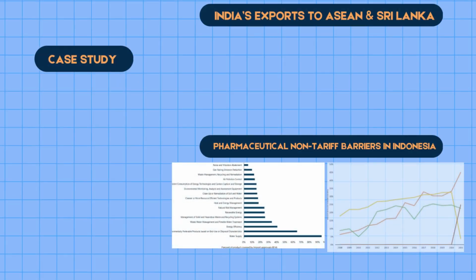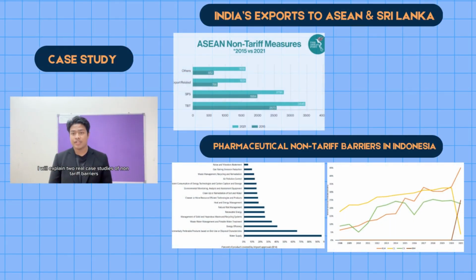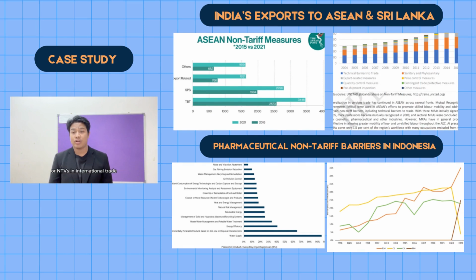Hello everyone, in this video I will explain two real case studies of non-tariff barriers, or NTBs, in international trade. Even when countries reduce or remove tariffs through free trade agreements, trade can still be restricted by non-tariff barriers such as regulations, standards, and administrative procedures.